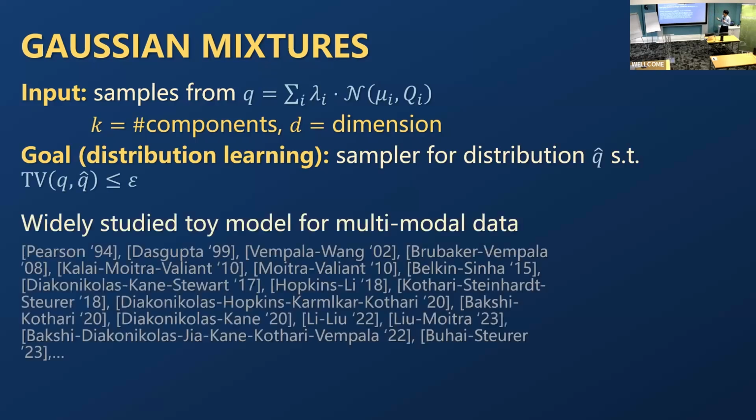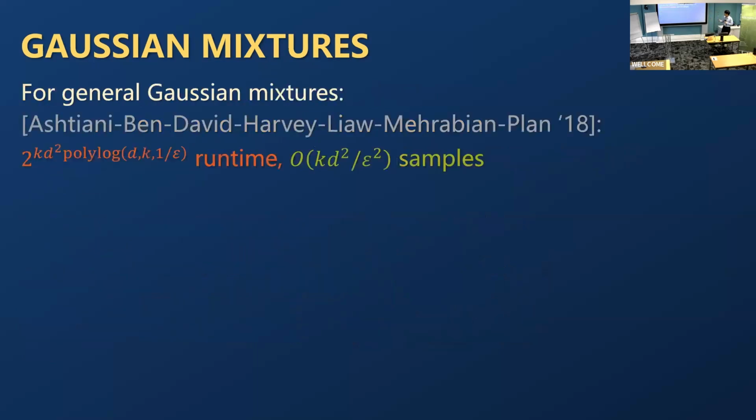This is just proof by intimidation that there have been a number of works in the theory literature, and of course much earlier in the statistics literature, trying to understand this toy model. What do we know? I'll focus more on the computational side of things. For general Gaussian mixtures, I make no assumptions on the parameters. What we know is that if we don't care about runtime, if I'm happy to run in time which is exponential in the dimension, then we essentially have the tight answer for the sample complexity of this problem. But this is a highly inefficient algorithm.